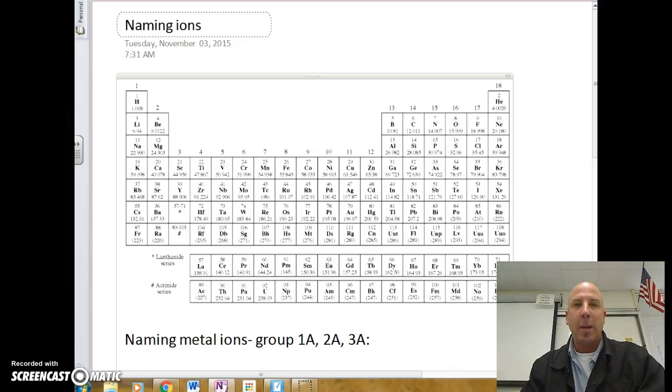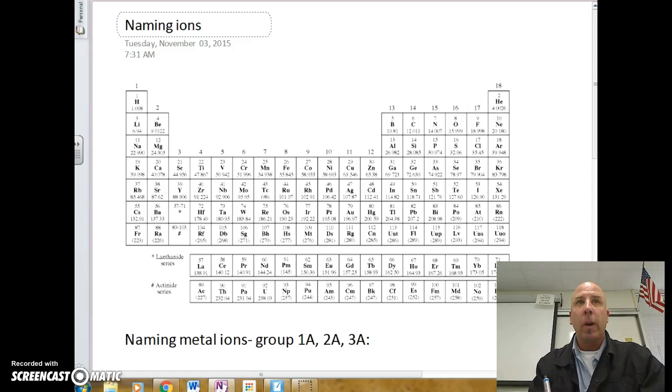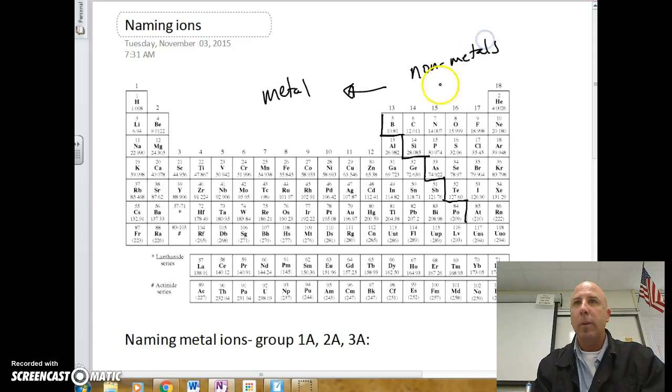Today we're going to talk about how to name ions and the different conventions between naming a metal ion and a nonmetal ion. Just as a reminder, we do know that we have this stair-step line that goes right here on a periodic table. The importance of this stair-step line is that it separates our metals to the left from our nonmetals to the right. And so that's an important idea because there's different naming conventions for metals and there's different naming conventions for nonmetals. And we'll separate out the naming conventions for the transition metals in a little bit.